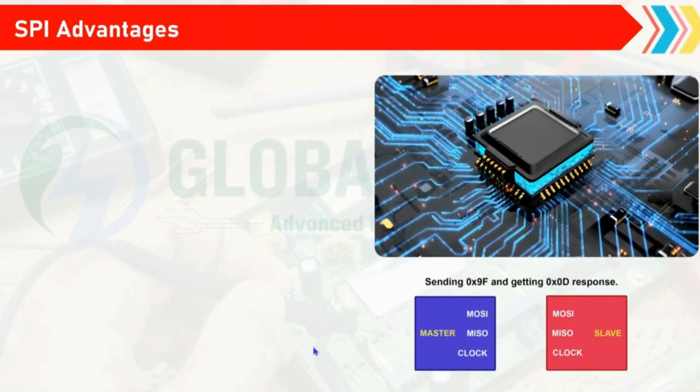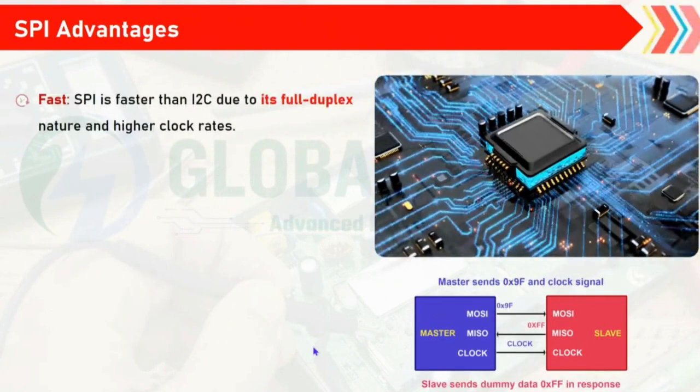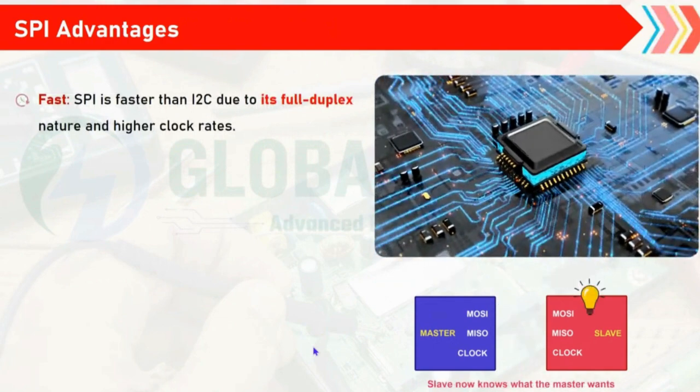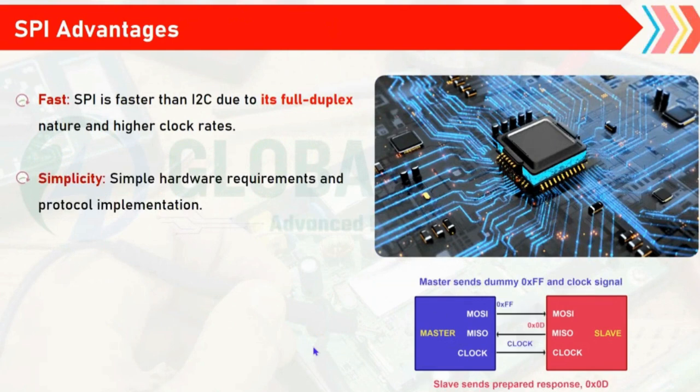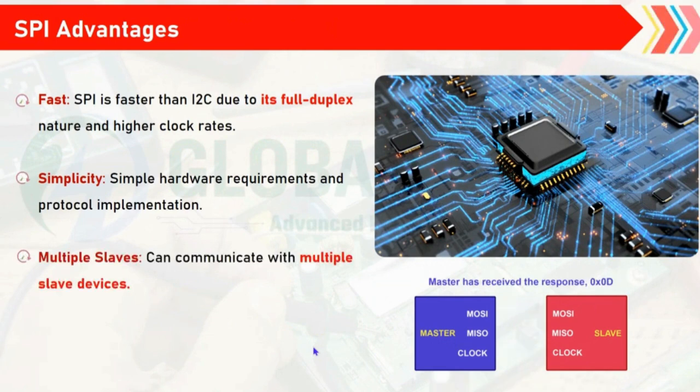And SPI advantages: it is faster compared to I2C, because the communication can happen simultaneously. It is a simple hardware requirement protocol and easy to implement, and it is multi-slave, so it can communicate with multiple slave devices.